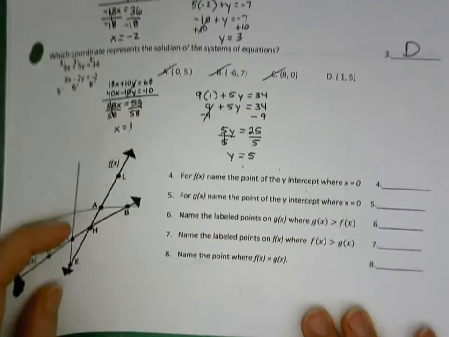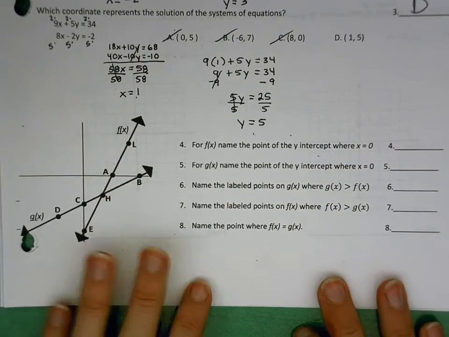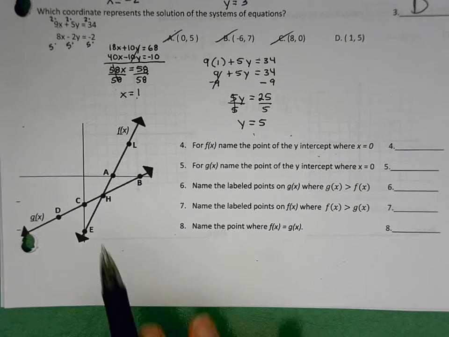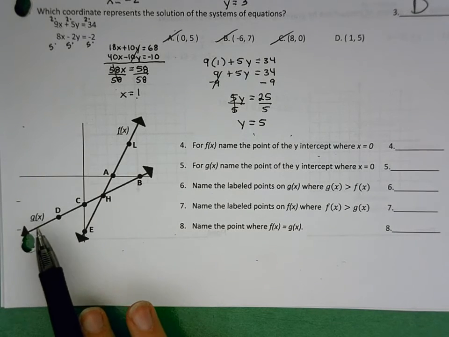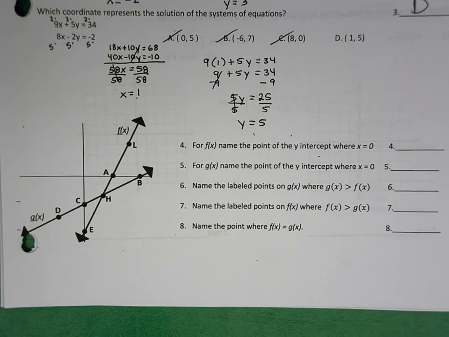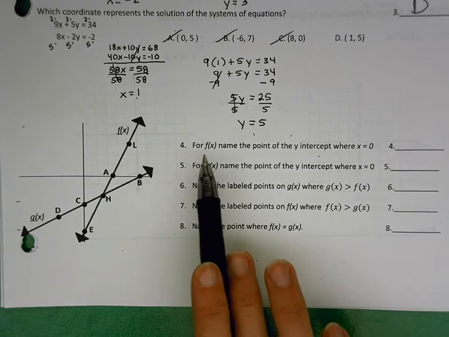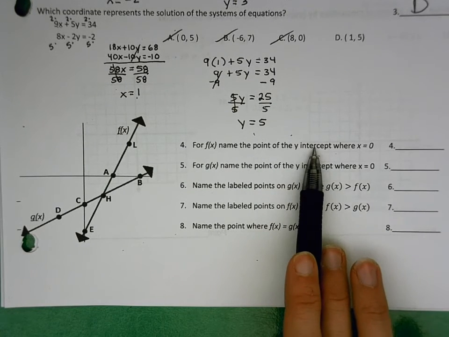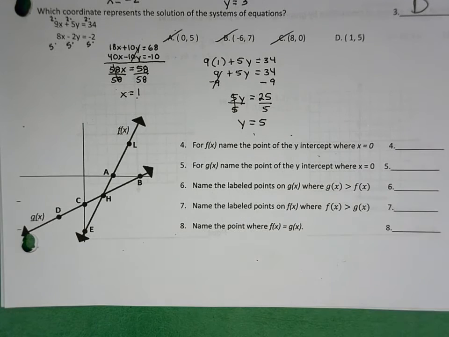The next 5 questions then all deal with relationships on a graph. We're looking here at 2 lines. We have a g of x line and an f of x line. This, by the way, corresponds to your 4.1b notes. So we have here, for f of x, name the point of the y-intercept where x equals 0.